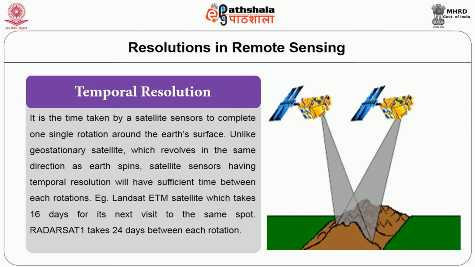The satellite sensors having temporal resolution will have sufficient time between each rotation. If you take the example of Landsat or RadarSat-1, the time taken between one single rotation and the other, or the image captured at one point of the same spot and the other point of the same spot, will be different. The Landsat satellite, for example, takes about 16 days for its next visit to the same spot, whereas RadarSat-1 takes 24 days between each rotation.